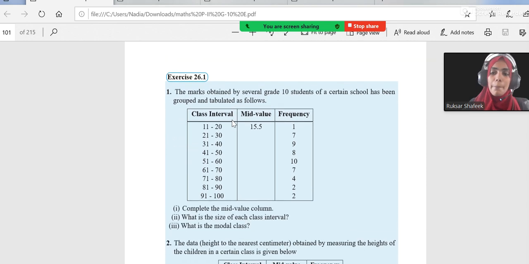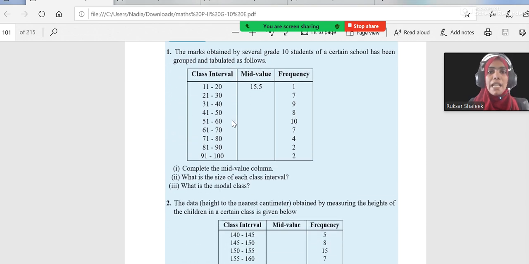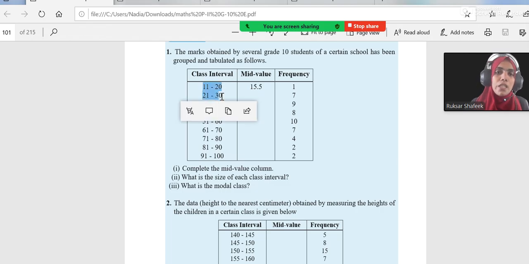When you're finding the mean, we add everything and divide. When we are doing questions, I will show you exactly when we need to use the FX method and when we need to use the FD method. Before we move on to FX or FD, we need to know how to find the mid value of a class interval. You know what a class interval is, right? Here we have 11 to 20, 21 to 30.